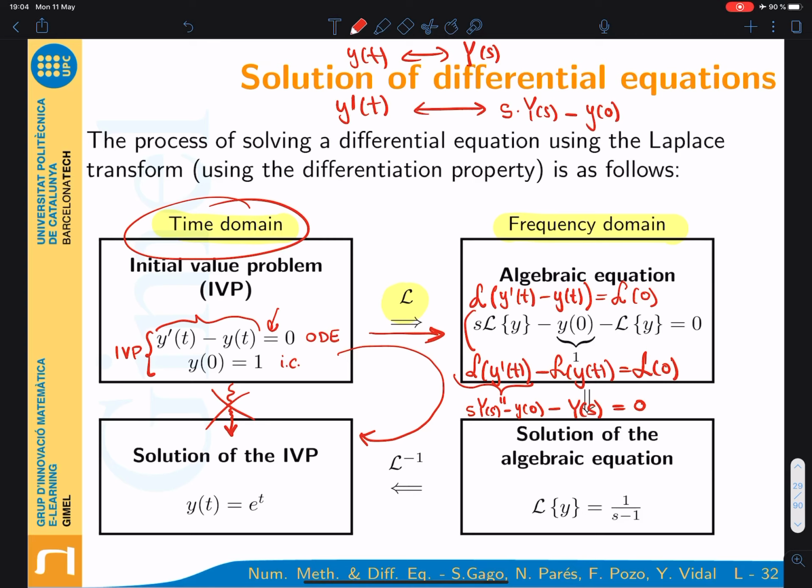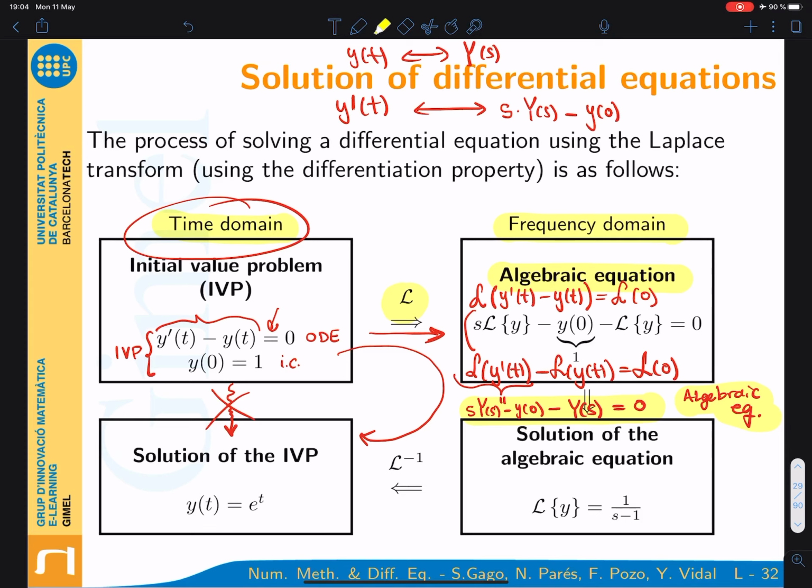So what we have here then, this is very important. This is not anymore a differential equation. This is an algebraic equation. Wow. So we switched from a differential equation, which is very hard to solve, to an algebraic equation that we know how to solve from a lot of years ago, yeah?